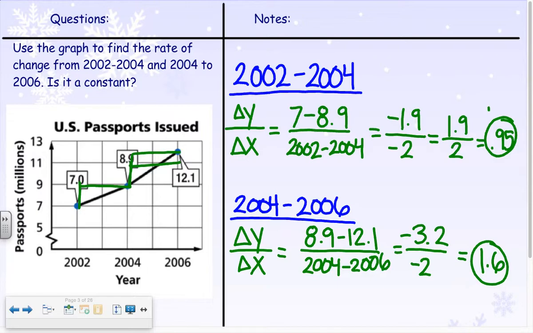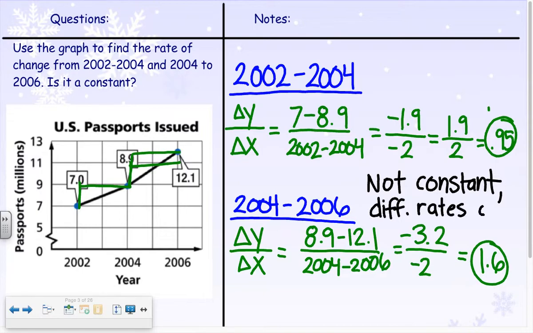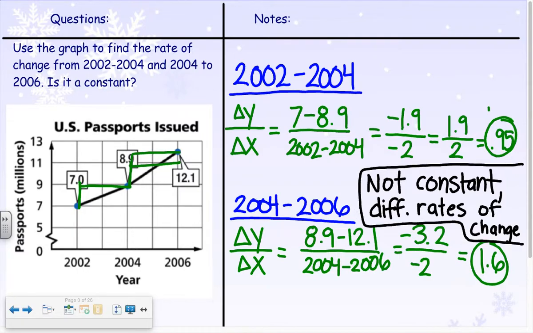And then that number increased. There were 1.6 million passports issued from 2004 to 2006. So no, it is not constant, because there were different rates of change. And you'll notice if you looked at the graph, it's not a straight line. It's more gradual there for the 0.95 and then more steep here for the 1.6.